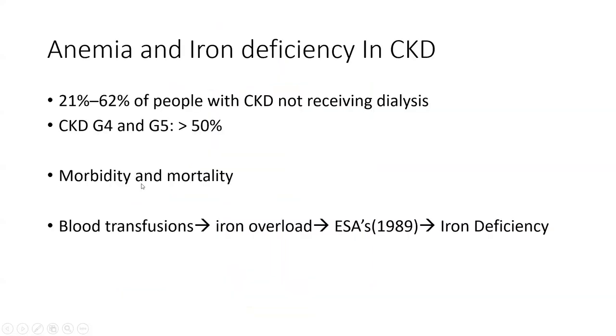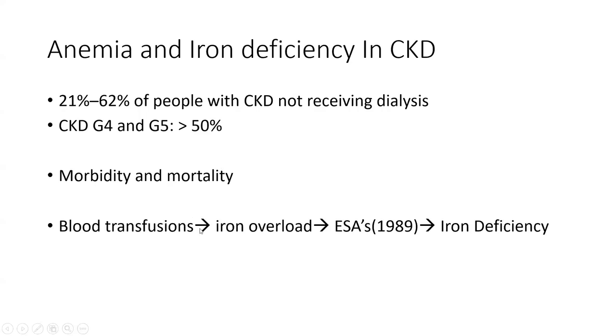So, anemia and iron deficiency in CKD. Anemia is almost a universal feature, especially in the later stages of CKD. And in the early stages, about 20 to 62% of the patients might have significant anemia. Why is anemia a problem? Because it gives rise to morbidity and mortality. Now, in the early 1900s, whenever a patient developed CKD and developed anemia, the treatment at that time was blood transfusions.